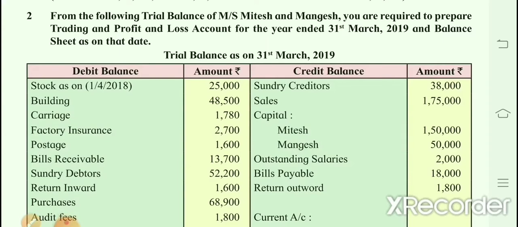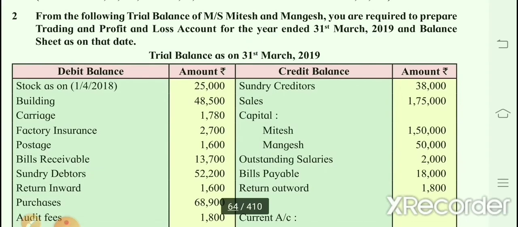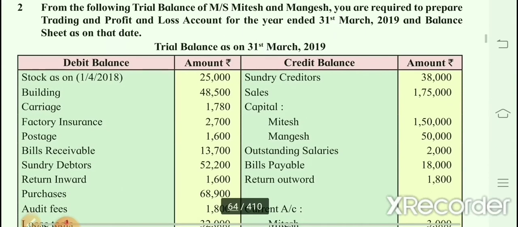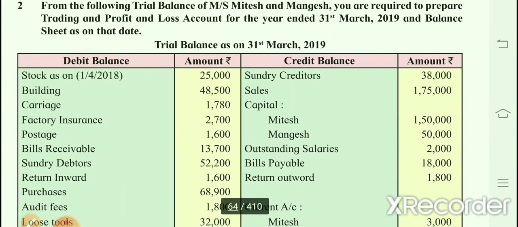Today we are going to solve exercise number 2 on partnership final accounts. From the following trial balance of Messrs. Mitesh and Mangesh, you are required to prepare trading and profit and loss account for the year ended 31st March 2019 and balance sheet as on that date.